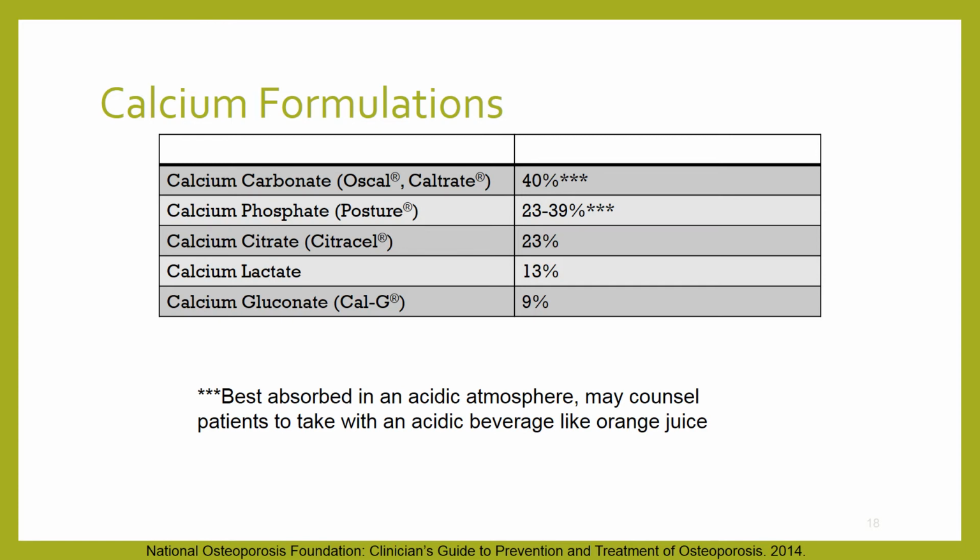You'll see that with calcium carbonate and calcium phosphate, these need an acidic atmosphere in order to be best absorbed. You may consider counseling your patients on taking this with an acidic beverage like an orange juice. We also want to keep in mind that these may not be the best formulations to give to a patient who's on a PPI or H2RA therapy for acid suppression.